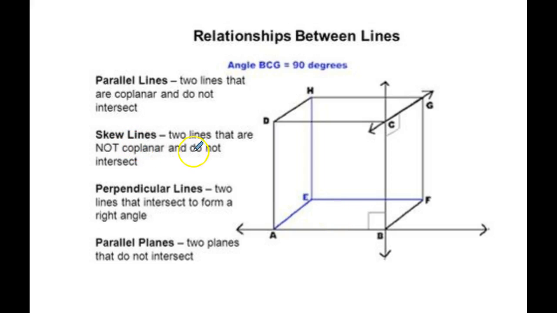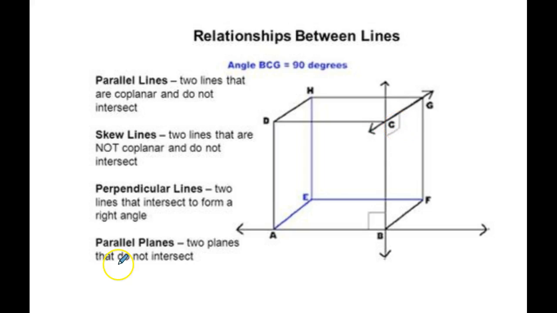Skew lines: two lines that are not coplanar and do not intersect. So in this case, we could use AB. Line AB is going to be a skew line compared to line CG. They are not on the same plane and they will never intersect. Perpendicular lines: two lines that intersect to form a right angle. Again, many examples. We could use line CB and line CG. They intersect to form this right angle.